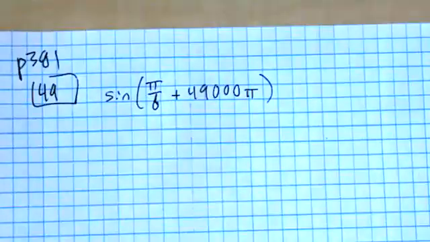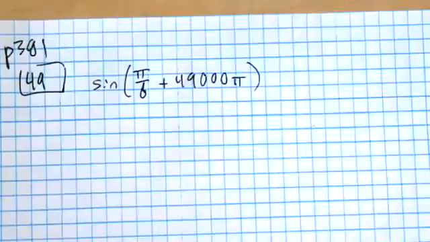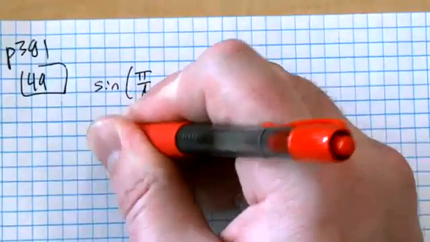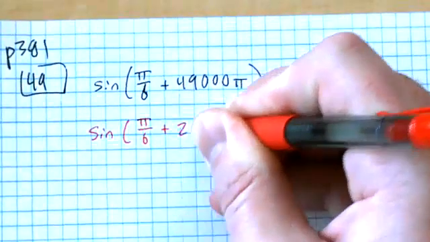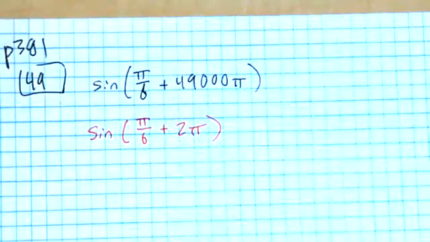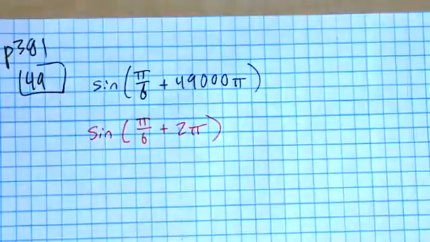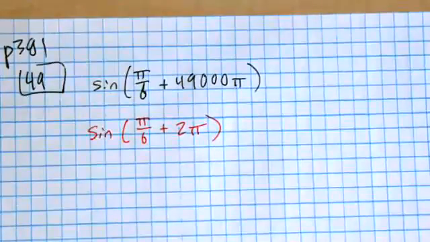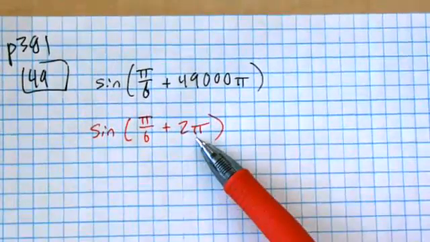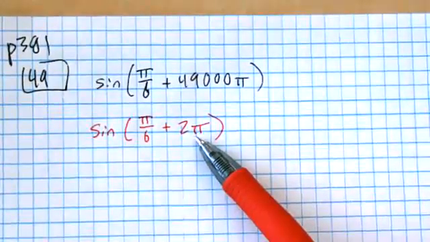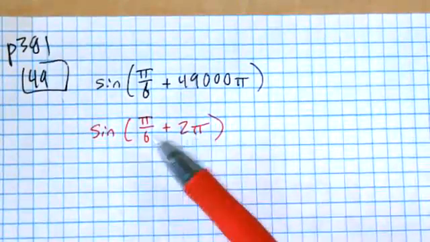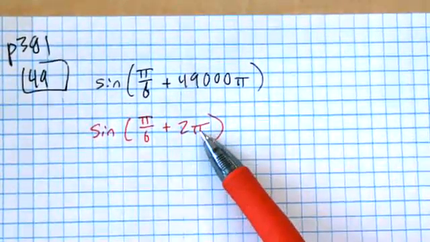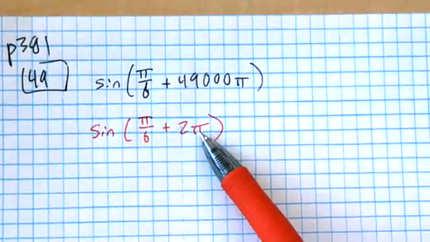Before we go over this one, let me give you a similar type of question. What if I asked you to do the sine of pi over 6 plus 2 pi? What happens when I add 2 pi? 2 pi is how far around the circle? All the way around one time. It's 360 degrees, right? And we talked about how if you start at an angle and you go all the way around the circle, one complete revolution, you end up in the same spot, right?